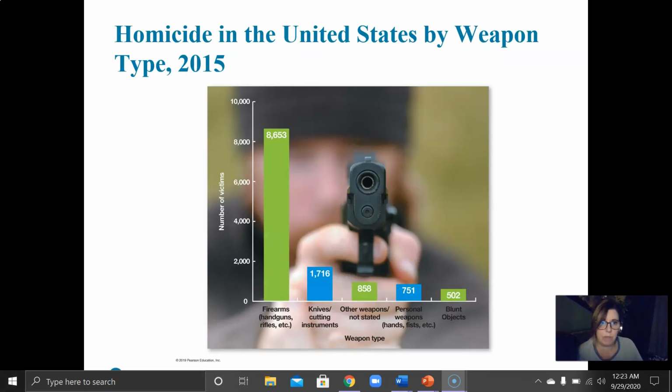I don't love this graphic at all, but it really does seem to get the point across of homicide in the United States by weapon type, as reported in 2015. And as you can see, firearms were 8,653 victims claimed by homicide using a firearm.